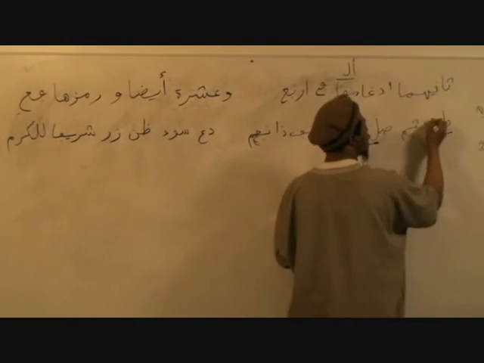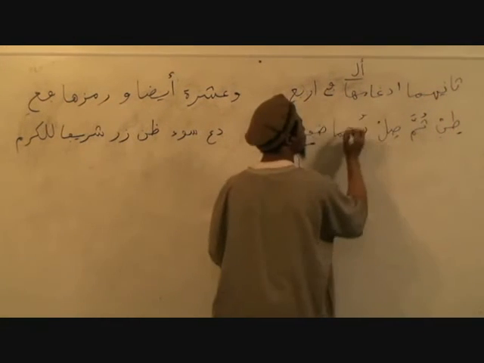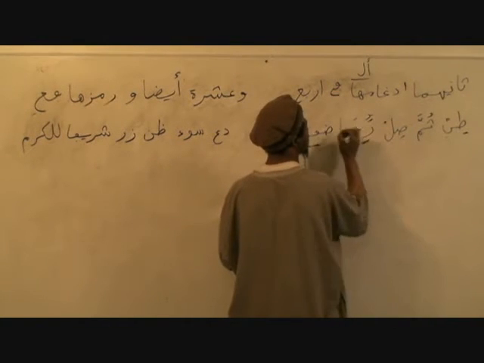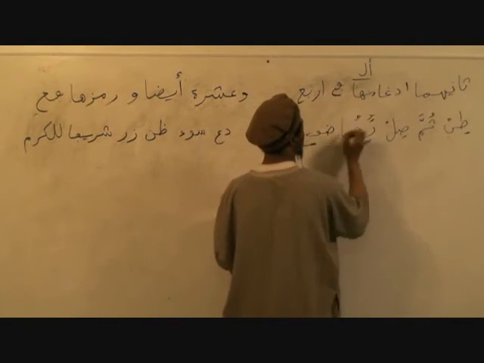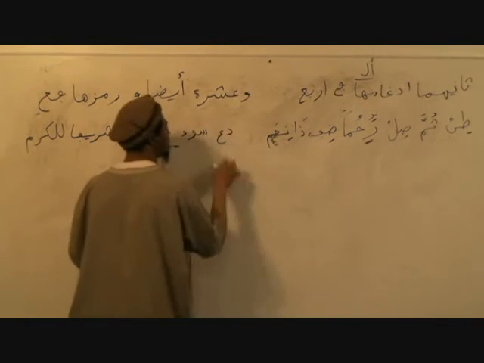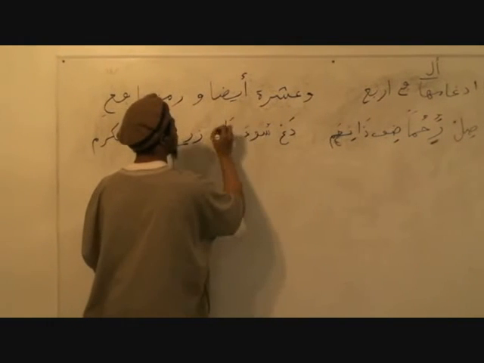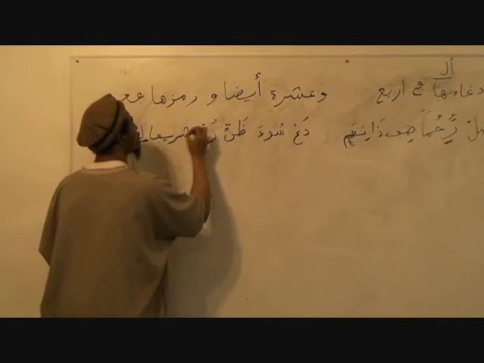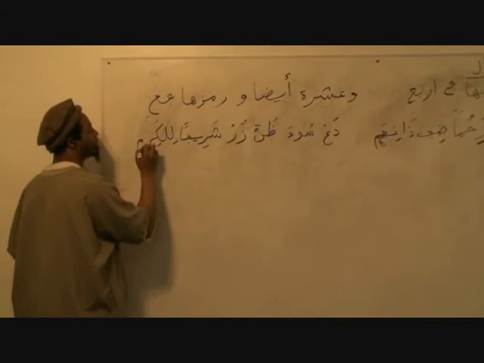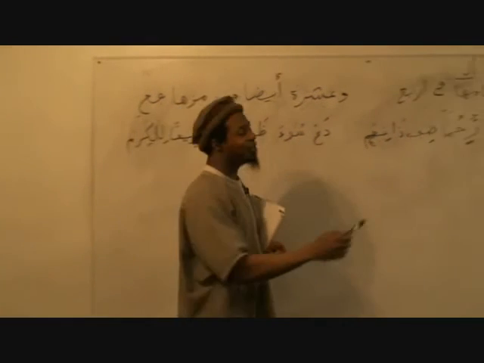Say tib, thumma sil rahuman, dif dha ni'am, da'su adhan, zur sharifan, lil karam or kiram. Okay? Very easy. Let's go through this again.